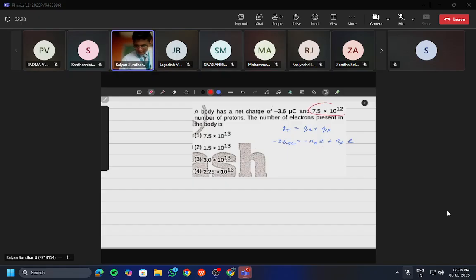What about this 7.5? This is your NP value, correct? Taking e common, you have to find it out. So minus 3.6 mu c divided by 1.6 into 10 to the power minus 19 will be equal to NP minus Ne. From here you are asked to find the number of electrons. You only find Ne, right? So rearranging the terms, you will get NP as 3 into 10 to the power 30.